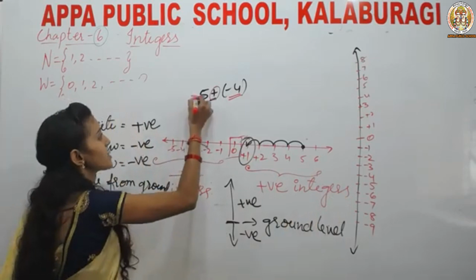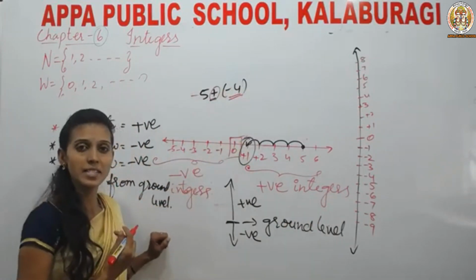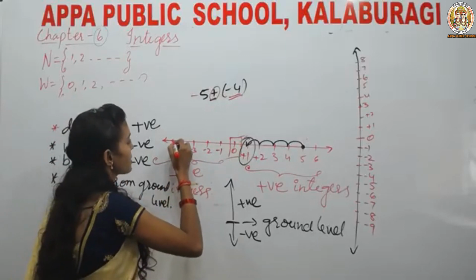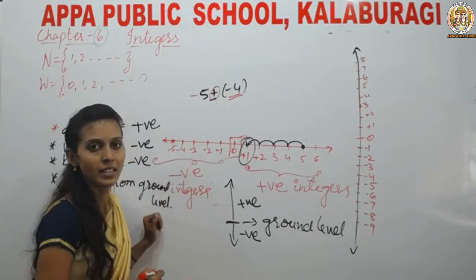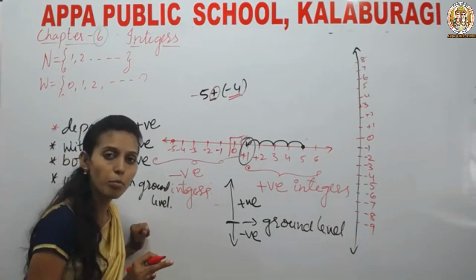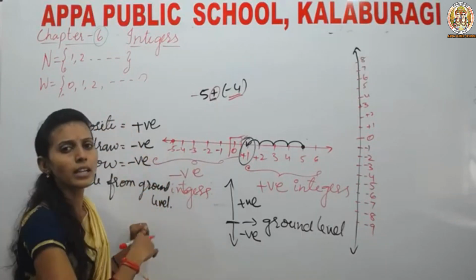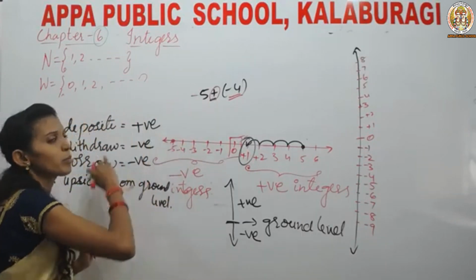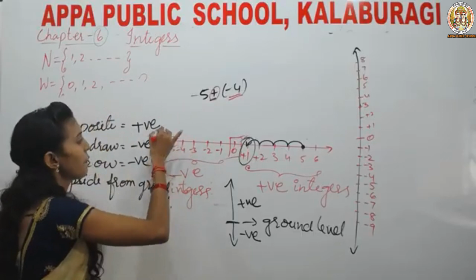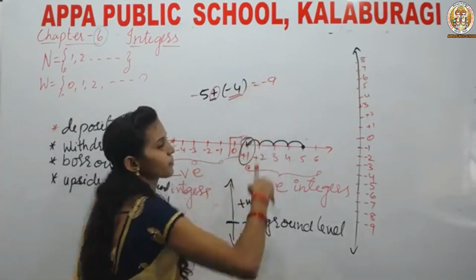If both are negatives, minus 5 and minus 4. In this case, minus 5 is the starting point. Now, should we go back or front? Obviously back only because we have minus 4. We have to move back only. So minus 5 minus 4 will give you minus 9. Minus 5, minus 6, minus 7, minus 8, minus 9. Minus 9 will be the answer for this.